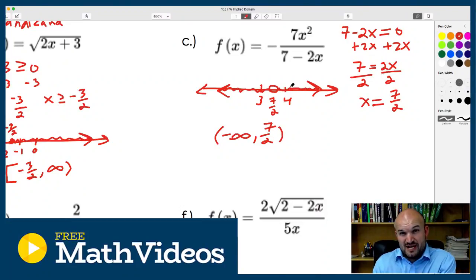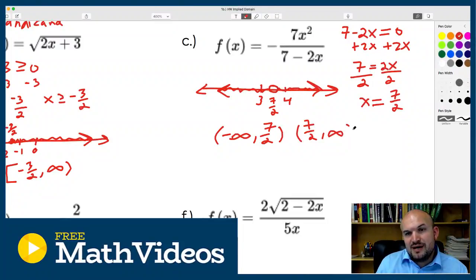Then, to the right of my undefined value, you can see that this domain is starting at 7/2, right? But it's undefined, and then it's going to continue for more and more positive values, which is going to continue to positive infinity.